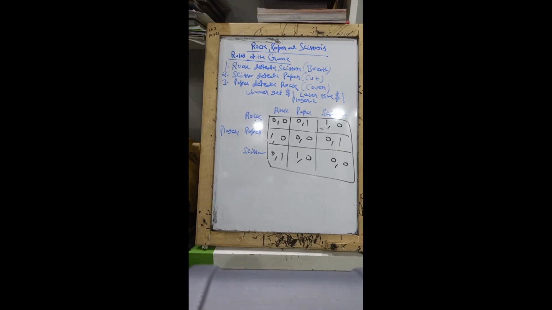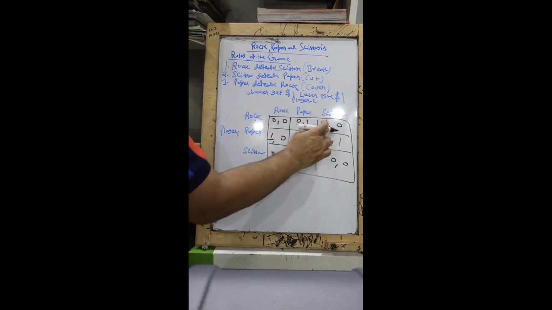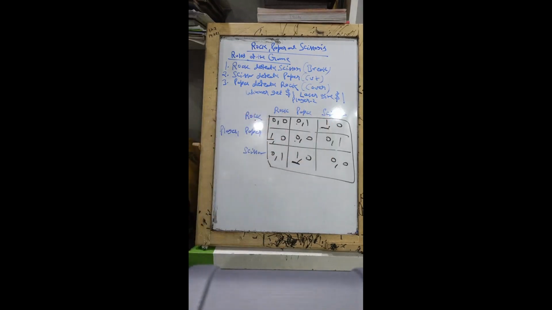Let's start. Now suppose player 1 thinks that player 2 will play rock. So he has to decide rock, paper, scissor. I think he should be going for paper. Now suppose player 1 thinks that player 2 is going to play paper. So player 1, rock, paper, scissor. I think scissor. So now suppose player 1 thinks that player 2 is going to play scissor. So rock, paper, scissor. He's going to go for rock.